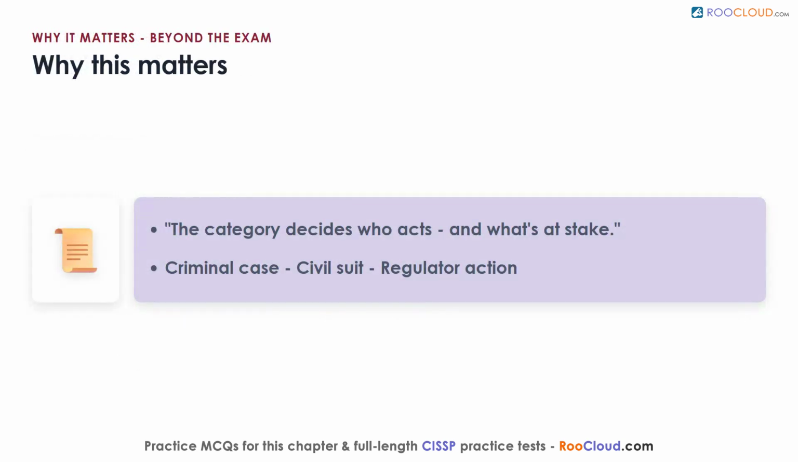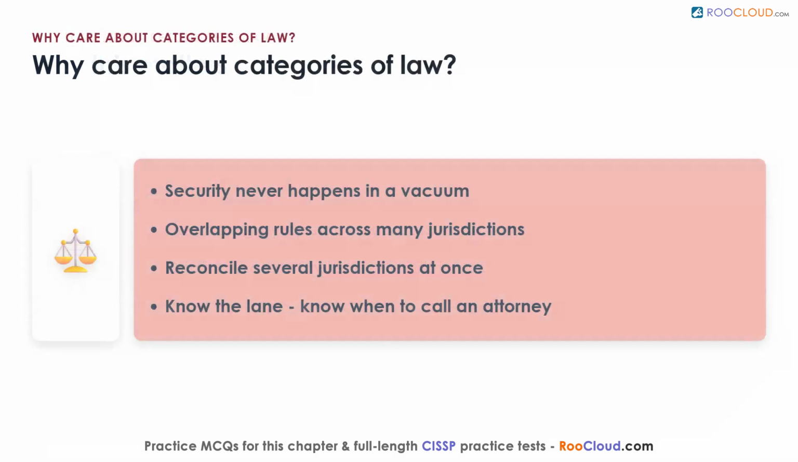Why does this matter beyond the exam? Because the moment an incident turns serious, the legal category decides everything that follows. Picture a payment processor that discovers an insider stealing customer records. Is this a criminal case the government prosecutes? A civil dispute the company files itself? Or a regulator's enforcement action? Knowing which lane you are in tells you who acts, what evidence you need, and what penalties are on the table.